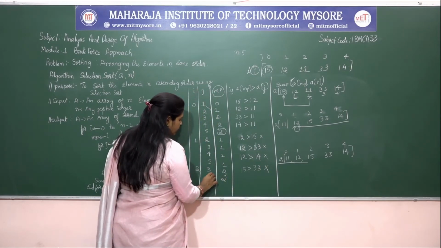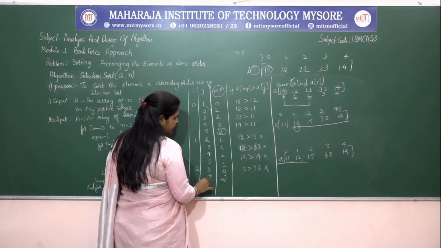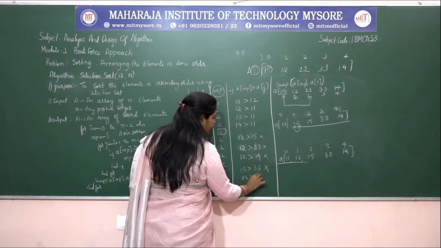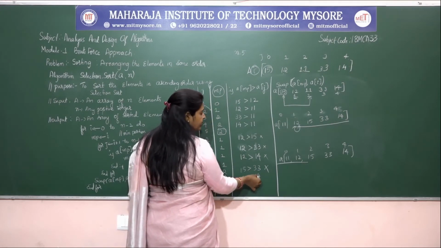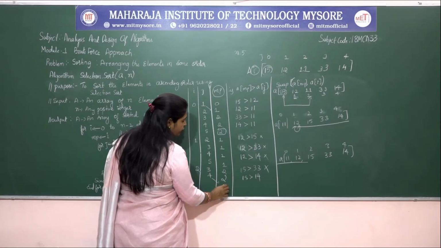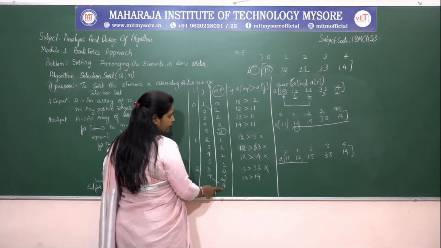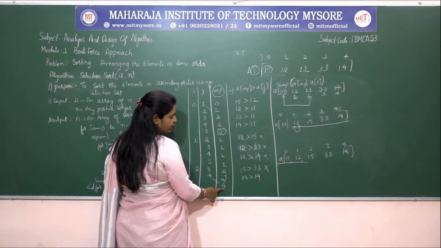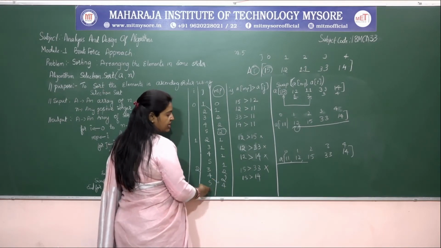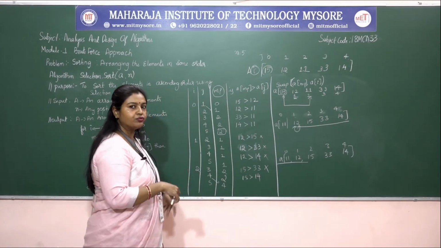Next, j gets incremented, j is 4. So now 15 is going to compare with 14. 15 is greater than 14, yes, true. If it is true, j is going to be copied to MP, that is 4. So the minimum position value is 4 now. j gets incremented, j is 5, 5 less than 5 is false. It will come out of the loop.